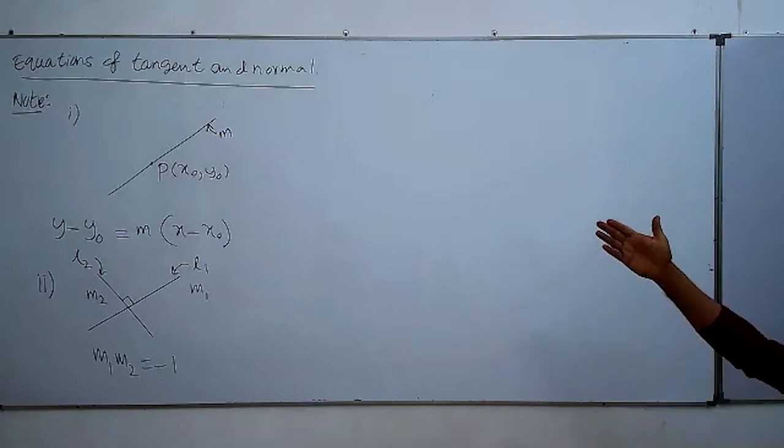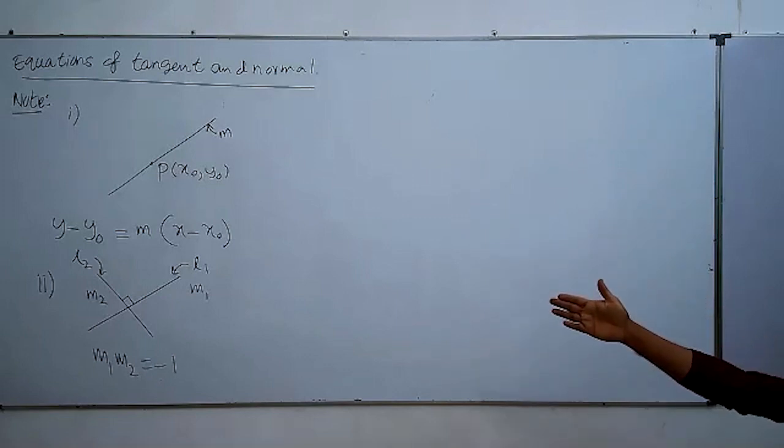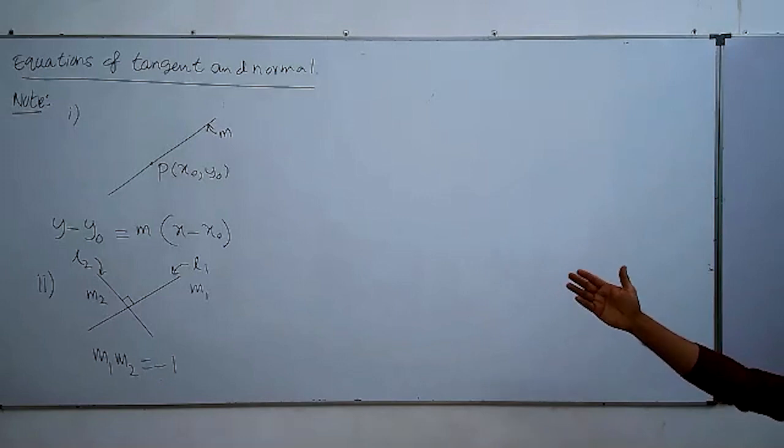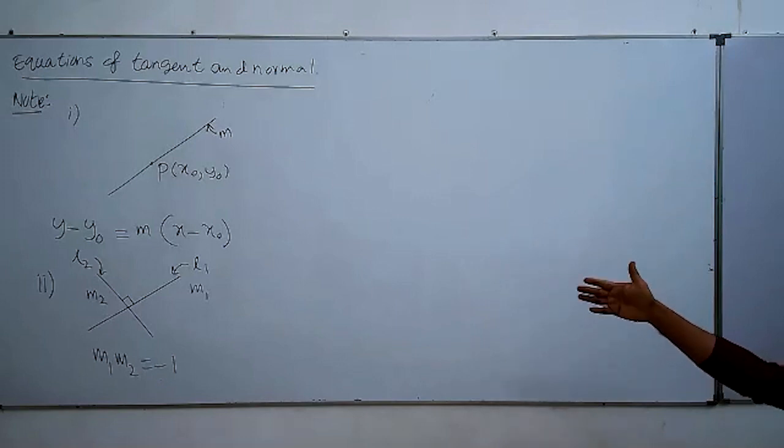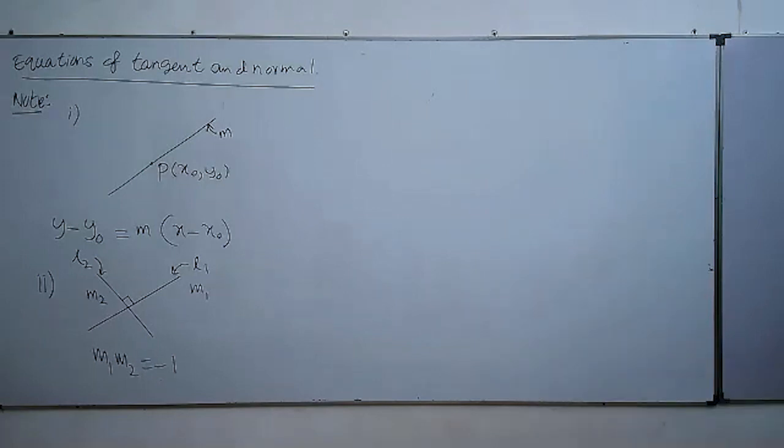Draw that first line and write down under that the equation of the line as y minus y naught equals gradient m times x minus x naught. First note, draw the line and write that equation: y minus y naught equals m, the gradient, times x minus x naught. That's note number one.